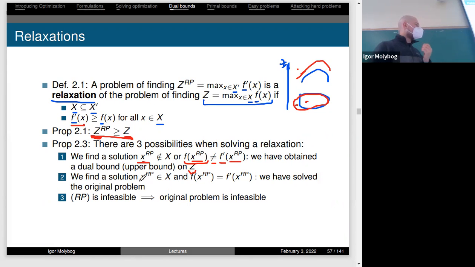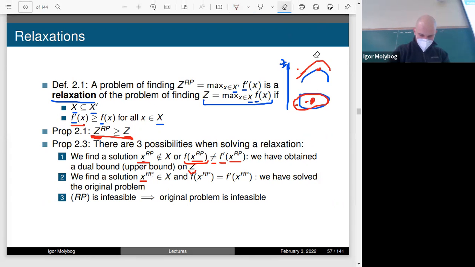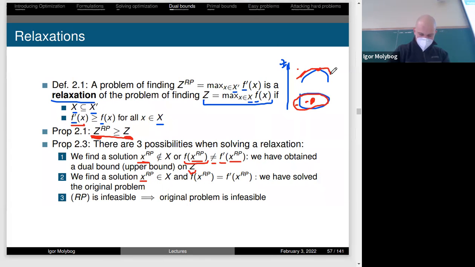If we have found a solution to the relaxation and it actually does belong to the set, it's somewhere here, and the value of the original problem and the value of the dual problem at this point actually coincide. So our relaxation didn't look like this, but it looked like this, so it actually coincided with the original objective function at this point. Then we have solved the original problem, so we do not need to do anything else. By solving a relaxation, we have solved the original problem.